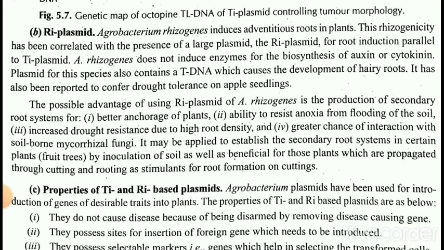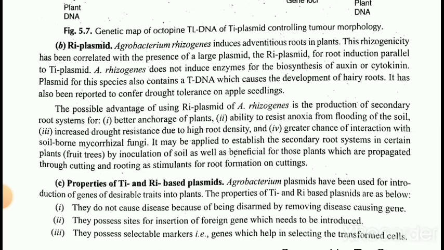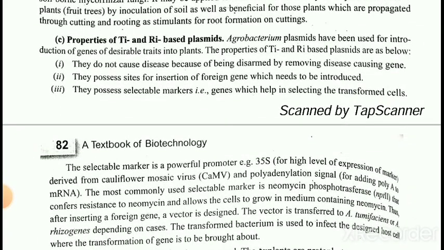The possible advantages of using the Ri plasmid of A. rhizogenes are the production of secondary root systems for: 1. Better anchorage of plants, 2. Ability to resist anoxia from flooding of the soil, 3. Increased drought resistance due to high root density, and 4. Greater chance of interaction with soil-borne mycorrhizal fungi. It may be applied to establish the secondary root systems in certain plants, fruit trees, by inoculation of soil, as well as be beneficial for those plants which are propagated through cutting and rooting, as stimulants for root formation on cuttings.